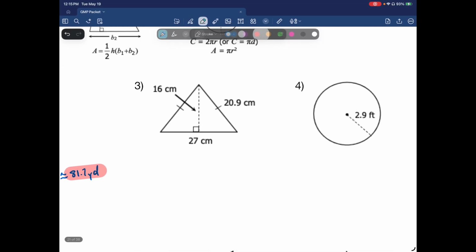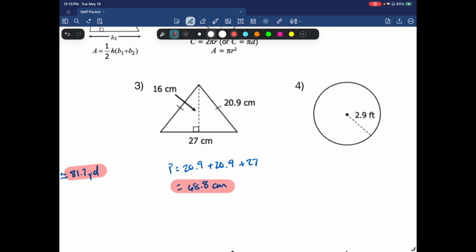On number 3, you have two sides of the same, 20.9, 20.9, and then 27. So I'm literally adding up all the sides. 20.9 plus 20.9 plus 27. All right. And that's going to give you a total of 68.8 centimeters. Now, just because you have decimals doesn't mean that you use approximately or that you round. All right, I didn't have to round at all here.